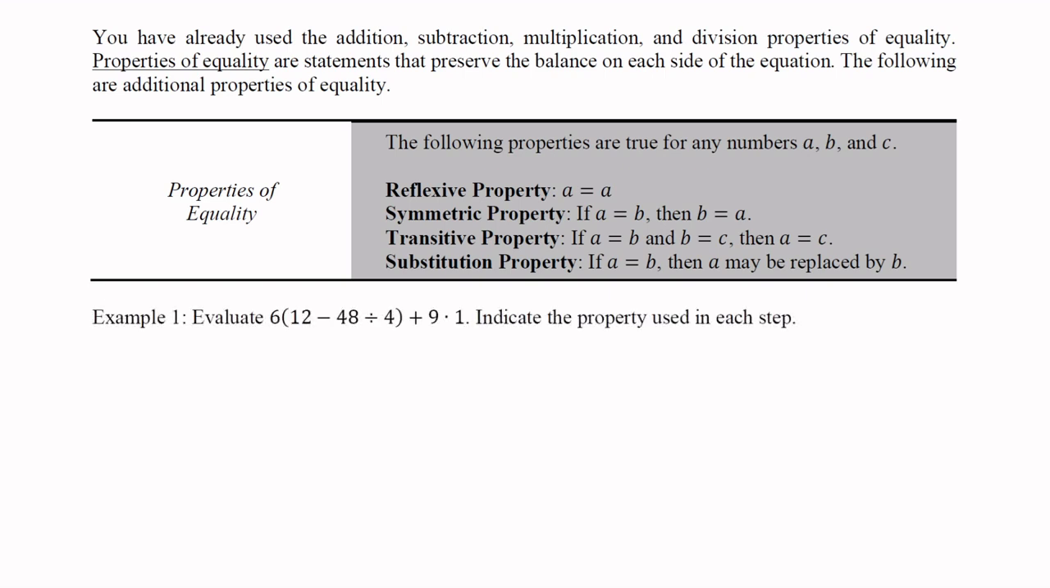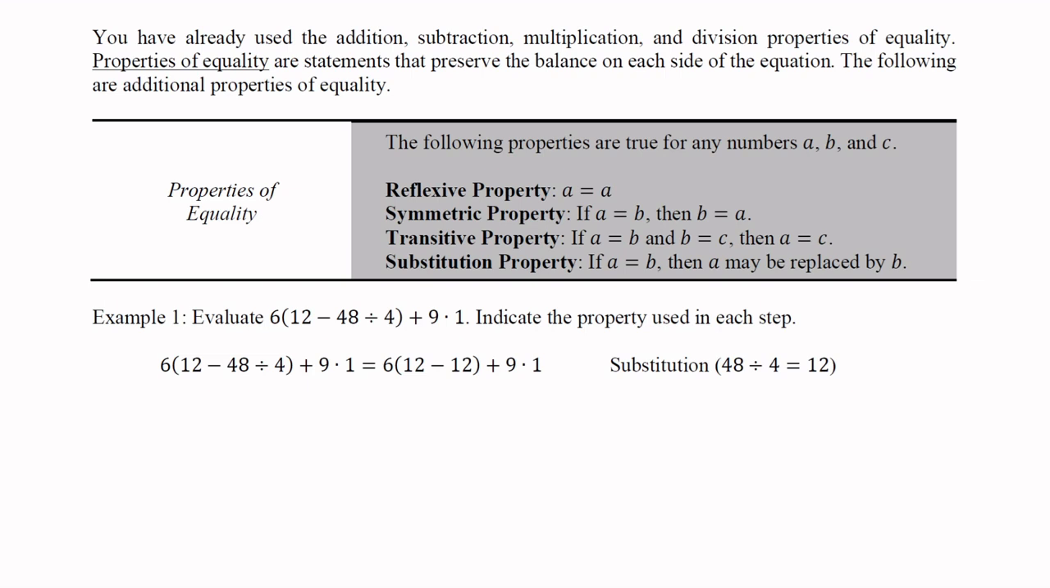So let's look at how these properties are used in simplifying this expression here. We start by doing our order of operations. So we're going to start in the parentheses, and we're going to start with the division in the parentheses. 48 divided by 4 gives us 12. And here we use substitution because 48 divided by 4 is equal to 12. And since 48 divided by 4 is equal to 12, we substituted in 12 for 48 divided by 4.